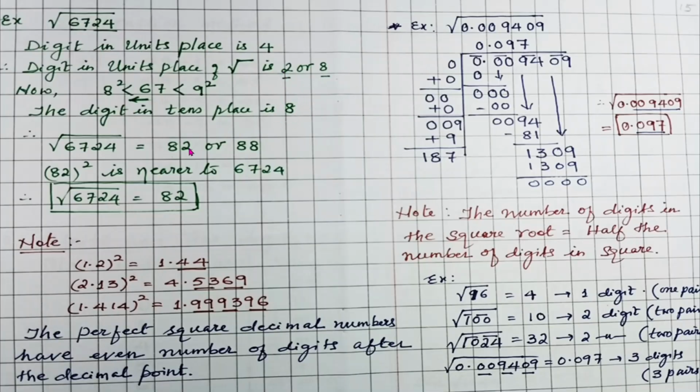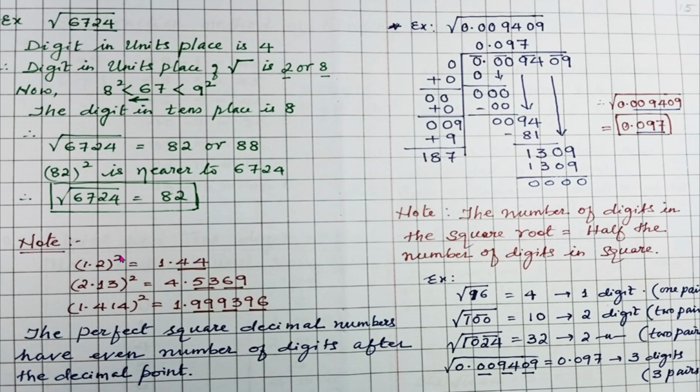Then go for approximation, finding out which square number is much nearer to the given number, and that will be the square root of the given number. Therefore here 82 is the square root of 6724, which is 100% correct approximation. Now let us go for certain important basics here.